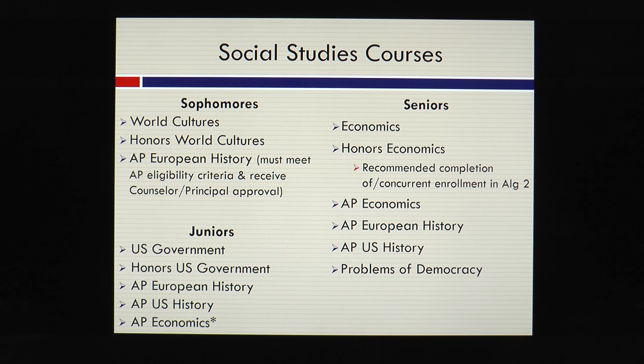You could take AP European History as a 10th grader, AP US History as an 11th grader, and then AP Economics as a 12th grader. And with AP Economics, you're actually taking 2 separate AP exams. You're taking the macroeconomics exam and the microeconomics exam. So if you're scoring highly on all those exams, you're looking at potentially 12 college credits just in social studies before you come out of here.